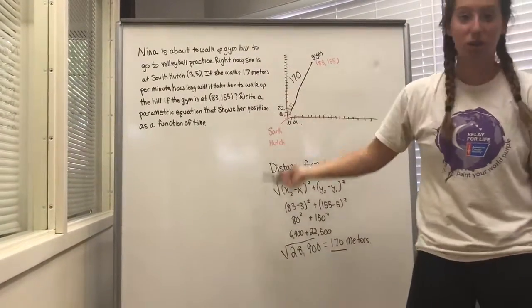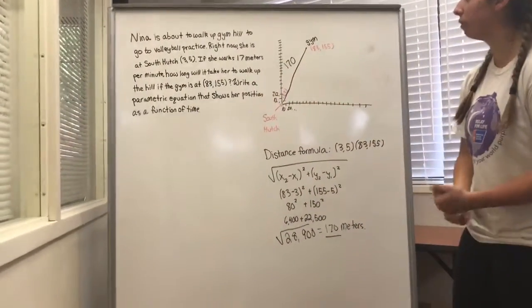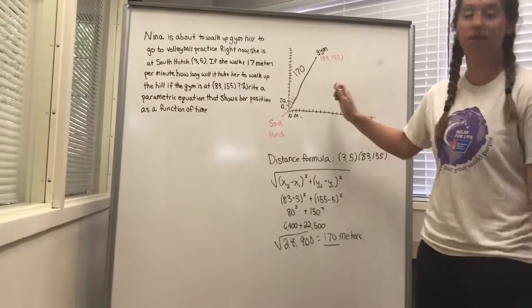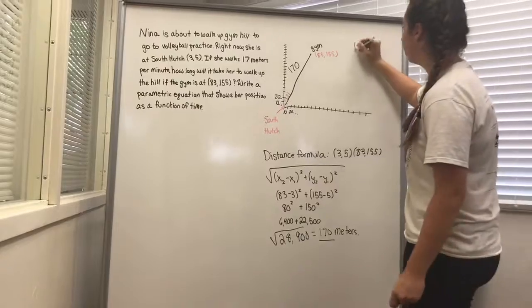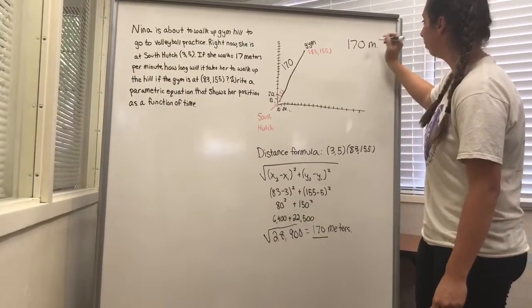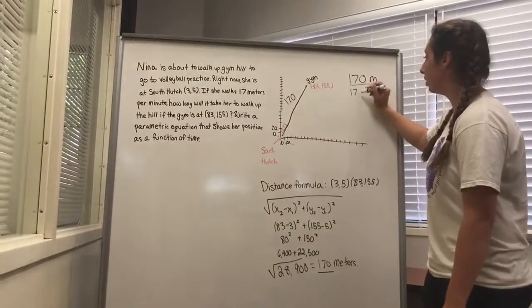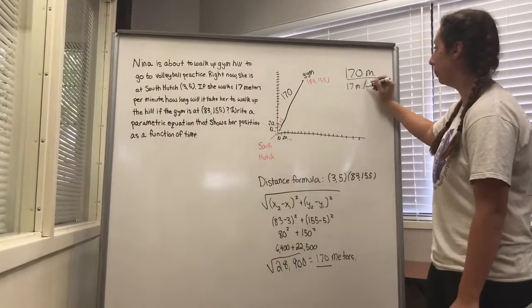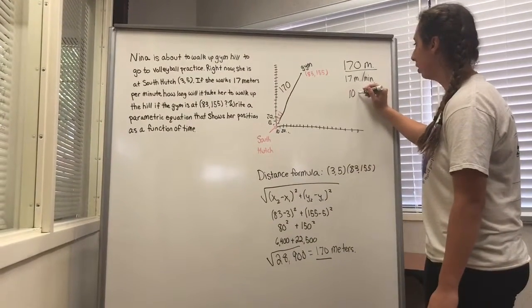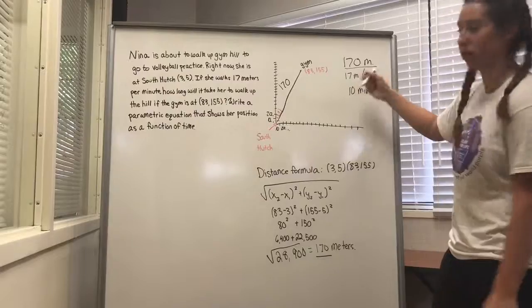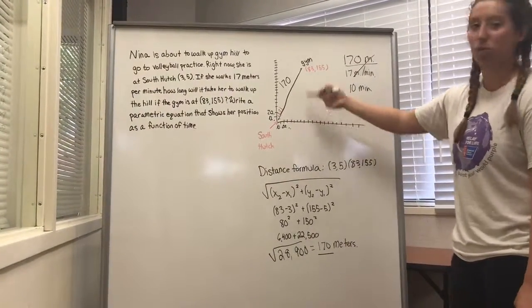Now for the first part of the question, it's asking if she walks 17 meters per minute, how long will it take her to walk up the hill if the gym is at 83, 155? In order to find how long it will take her, you need to divide the distance of the hill by how fast she's walking. So you're going to take 170 meters and divide it by how fast she's walking, which is 17 meters per minute. You'll end up with 10 minutes because the meters cross out. So it'll take Nina 10 minutes to walk up the hill.